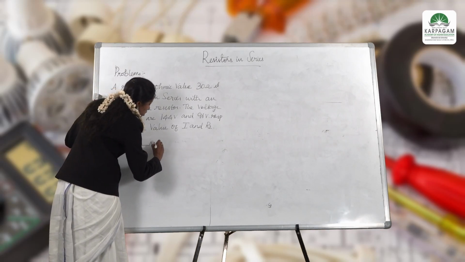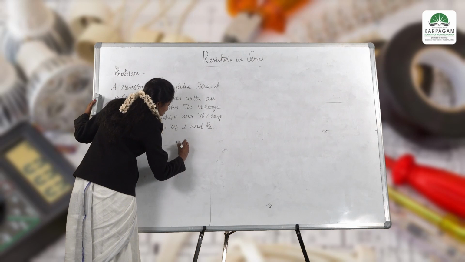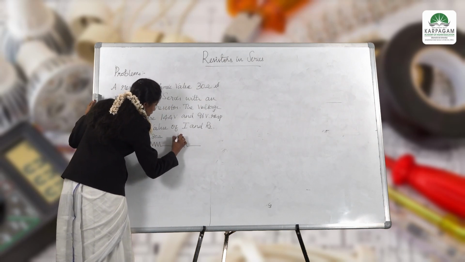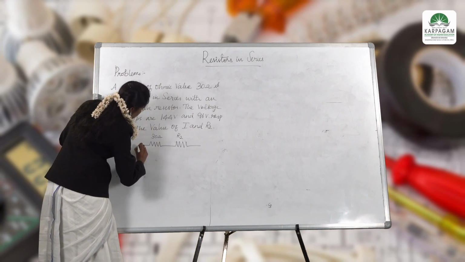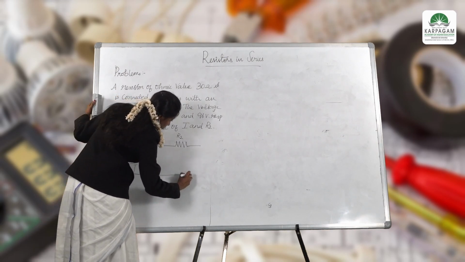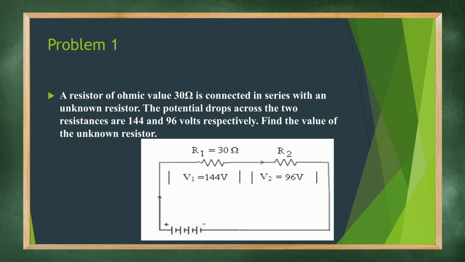So we have two resistors, R1 and R2. R1 value is 30 ohms, whereas R2 value is unknown. And I am giving a supply here. Across the resistor R1 there will be a voltage drop V1, and that voltage drop is nothing but 144 volts. And across R2 there will be a voltage drop V2, and that is 96 volts.